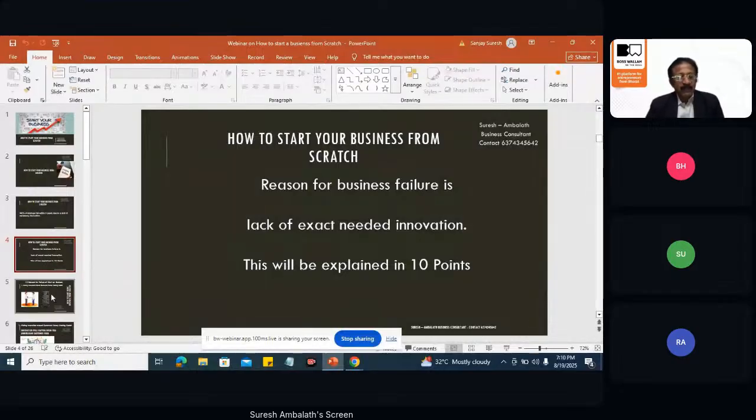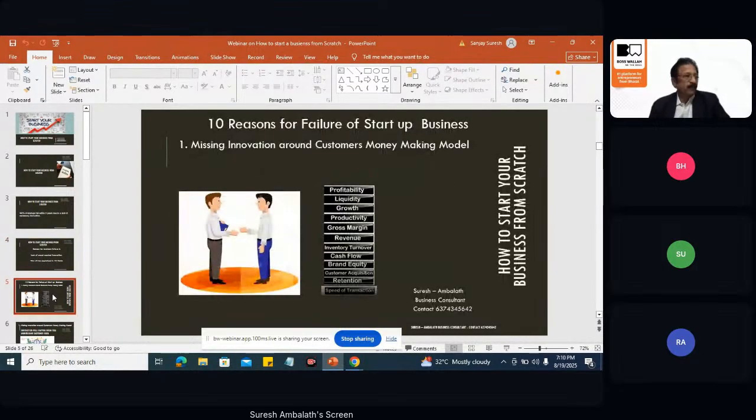So what are all these things? We will see. The first point is missing innovation and the customers' money-making model. Normally, whenever we start any business, what do we think about ourselves?